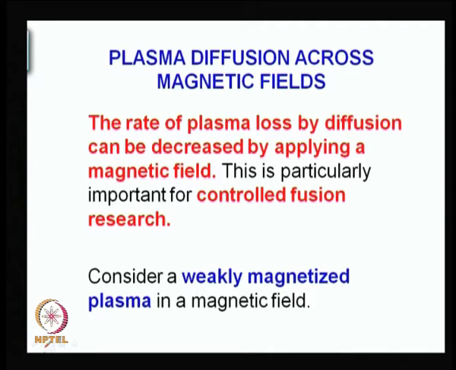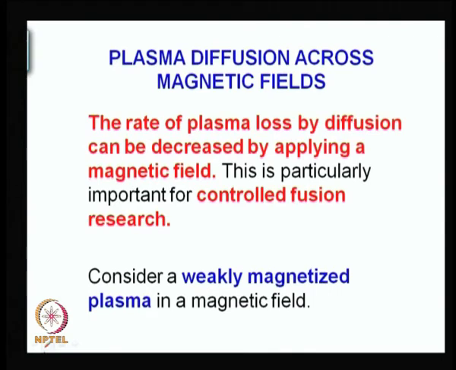And why is it important? It is a very important problem in controlled fusion research. It has been found that the rate of plasma loss by diffusion can be decreased by applying a magnetic field. Today we are going to see how this is done.